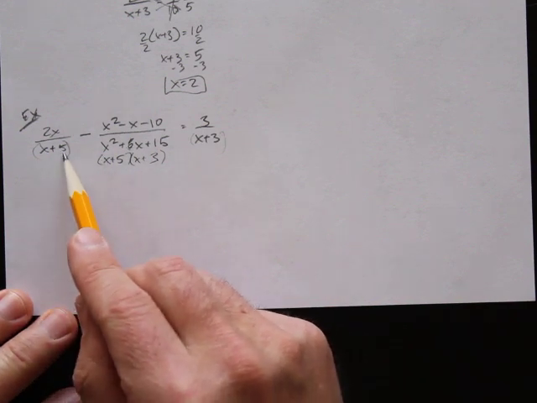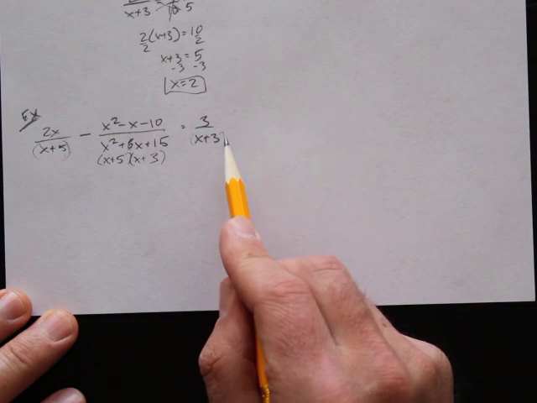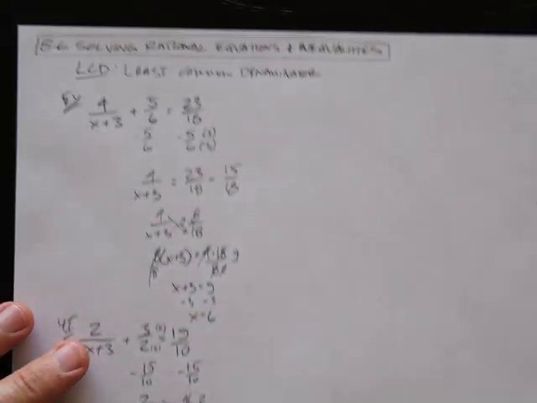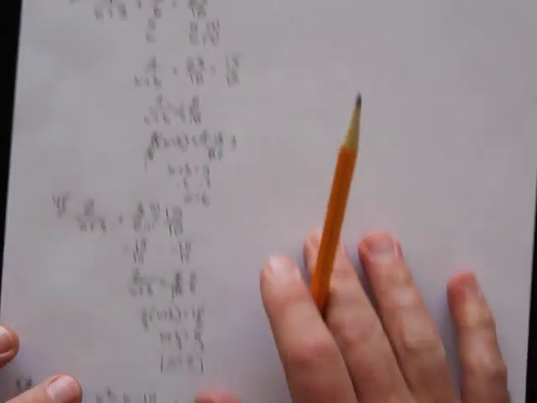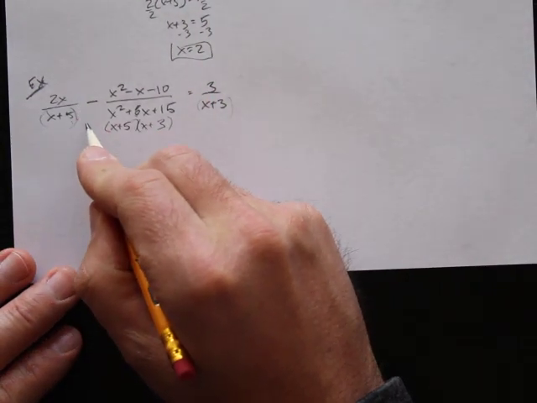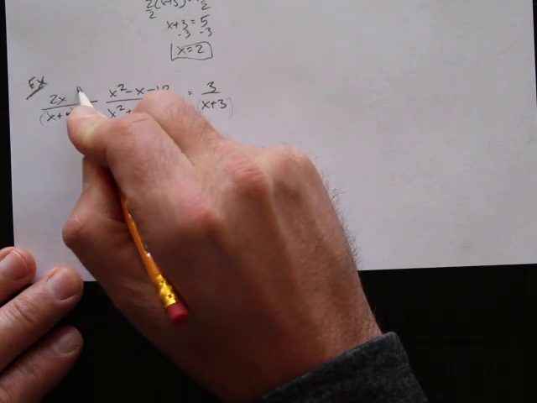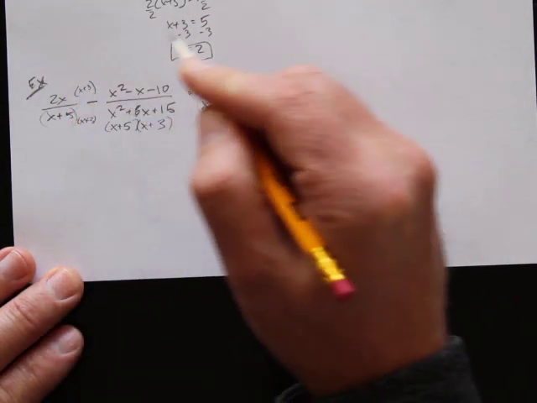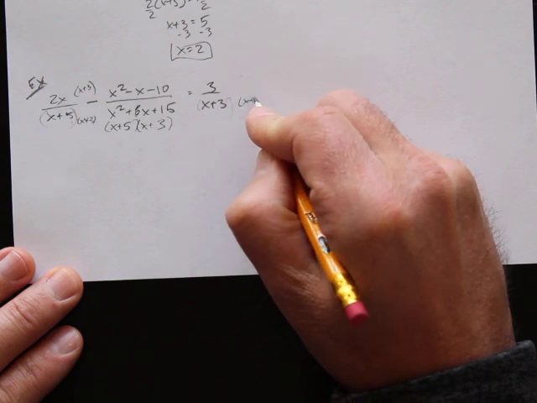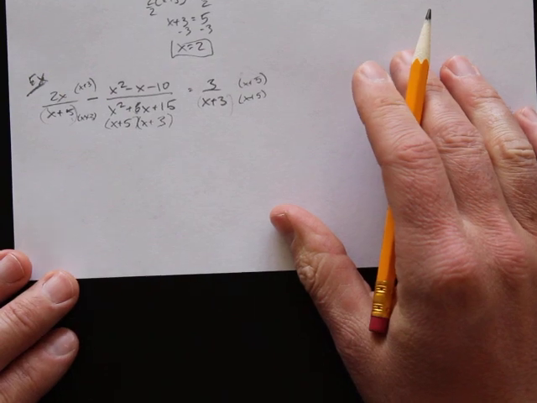So this guy needs an x plus 3, and this denominator needs an x plus 5. And that way I'm getting the least common denominator. I'm going to multiply this one by 3, x plus 3. What I do to the bottom, I do to the top. And this one I need to multiply by x plus 5. And then I'll have a common denominator among all these guys.